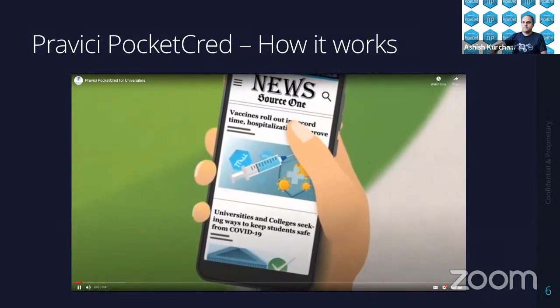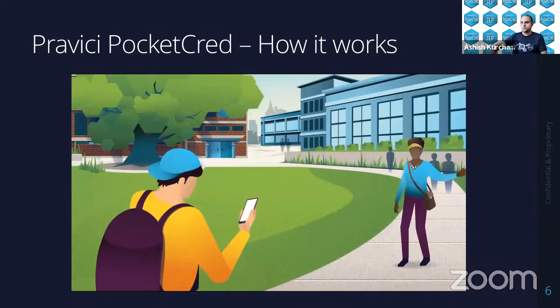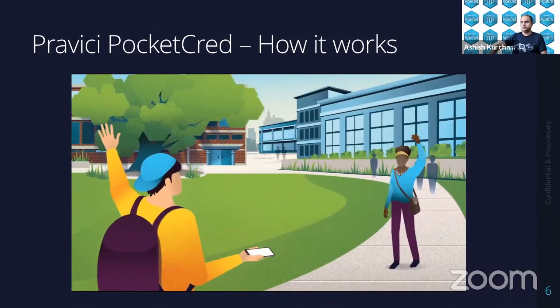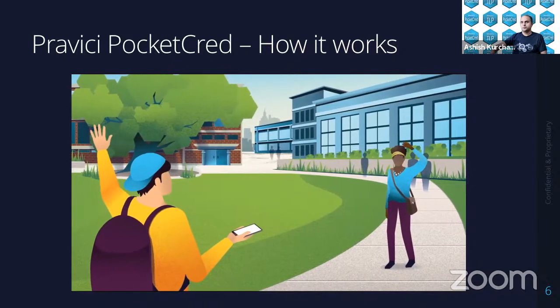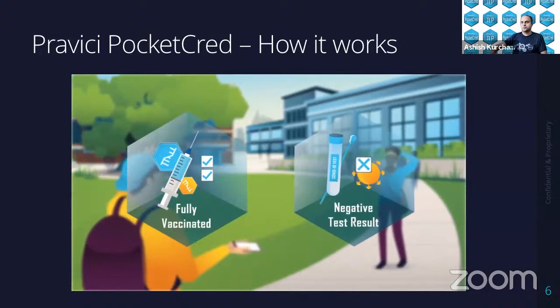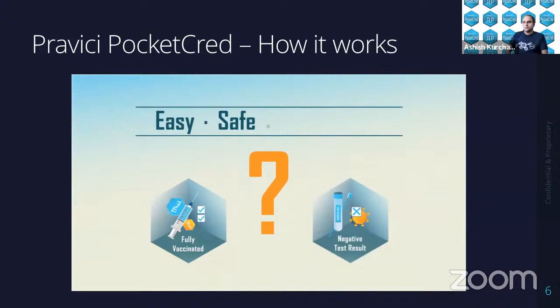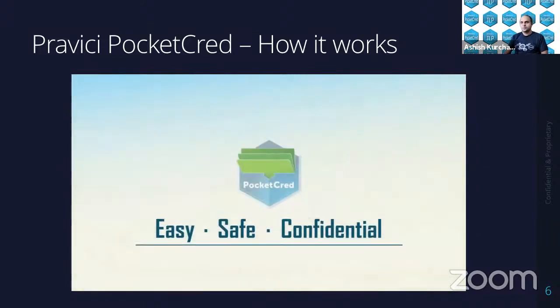Now that things are turning around, we want to make sure that everyone's health remains protected. We're all looking forward to being together again. So how can university administrators verify proof of vaccination, or at minimum, a negative test result, while keeping the whole process easy, safe, and confidential.